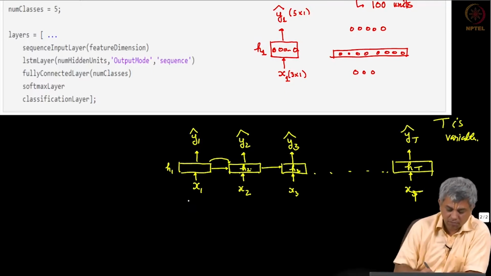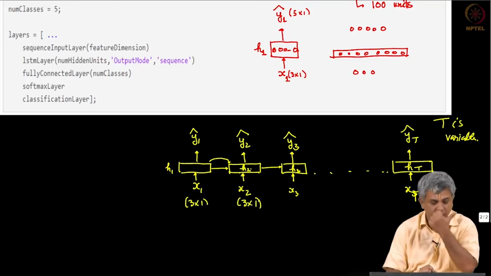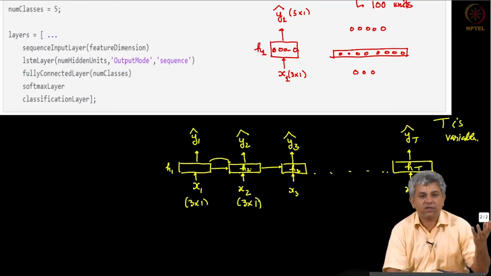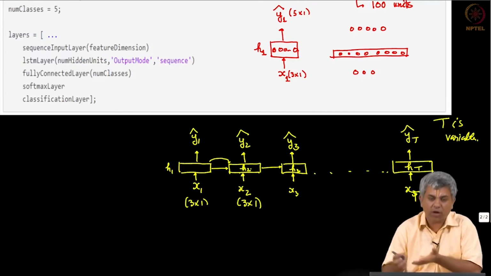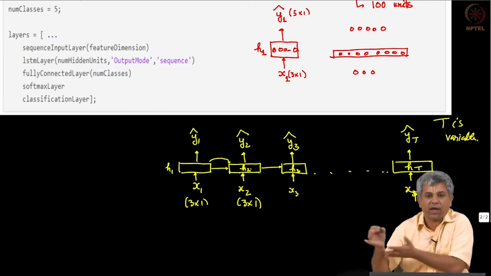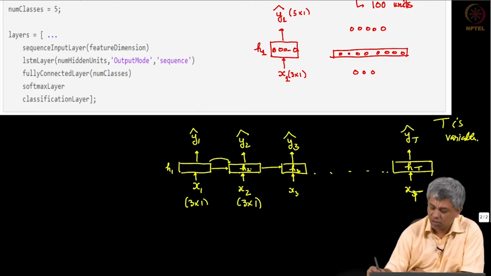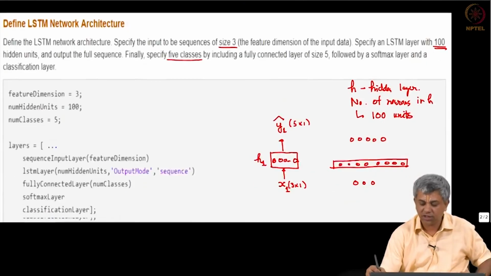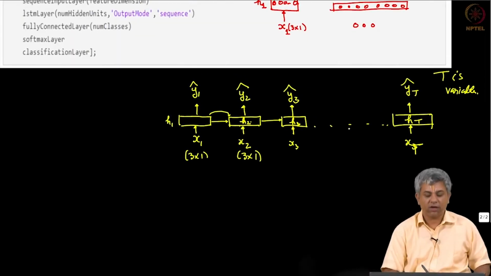So, x1 is 3 cross 1, x2 is 3 cross 1. What does x1 correspond to? x1 corresponds to the 3 accelerometer signals at time 1, x2 corresponds to 3 accelerometer readings at time 2, so on and so forth, up until time n or time t you collect the 3 accelerometer outputs. Okay. So, what we had shown here was 1 accelerometer. Similarly, you will have 3 such things at each time instant, that is what you give here.